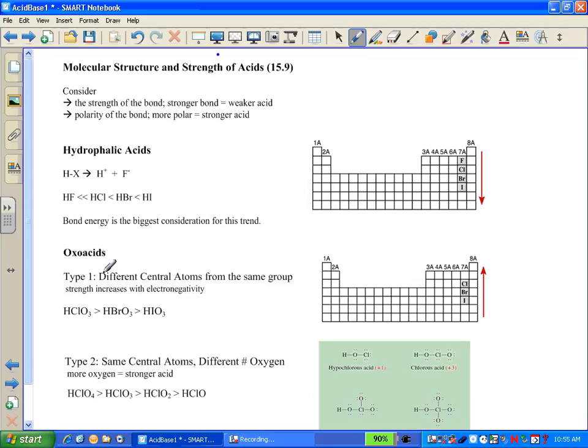Oxoacids are acids that contain oxygen and hydrogen. And we've got a couple ways that we can compare them. So we can compare oxoacids that have different central atoms but have the same number of oxygens. So HClO3, HBrO3, and HIO3. And in this case, the strength is going to increase with the electronegativity. So as we go up this group, the atom becomes more and more electronegative. And what that is going to do is draw the electron density away from the bond holding onto the hydrogen.